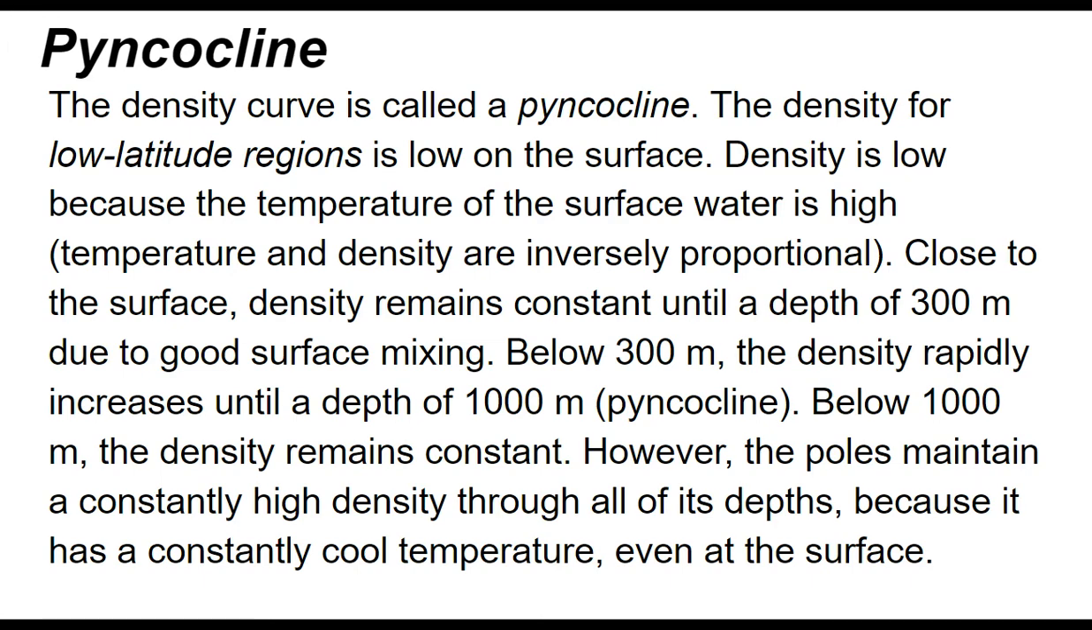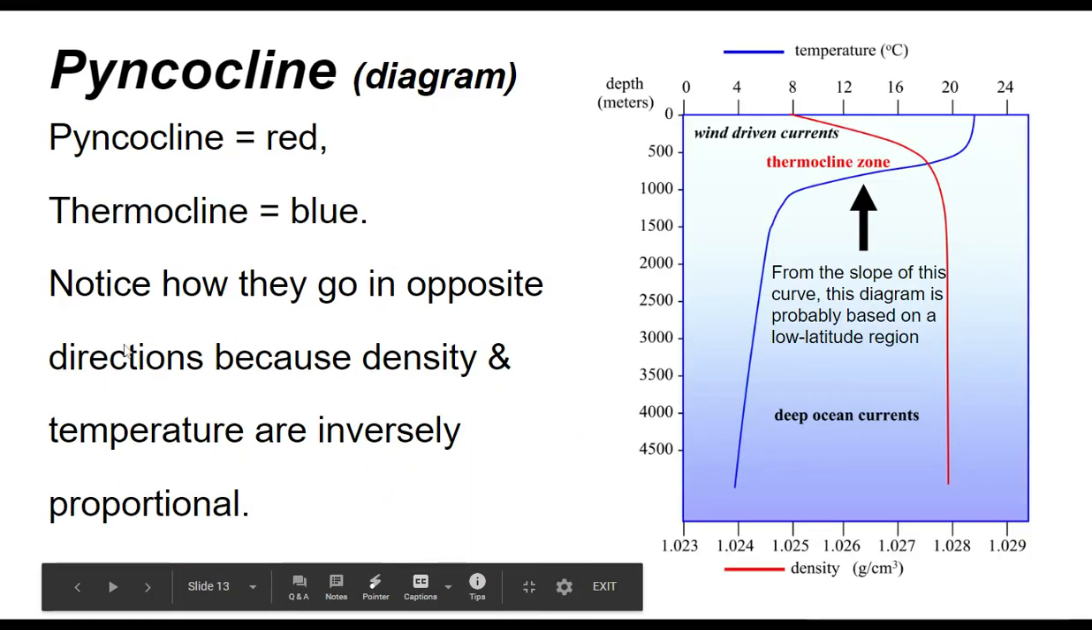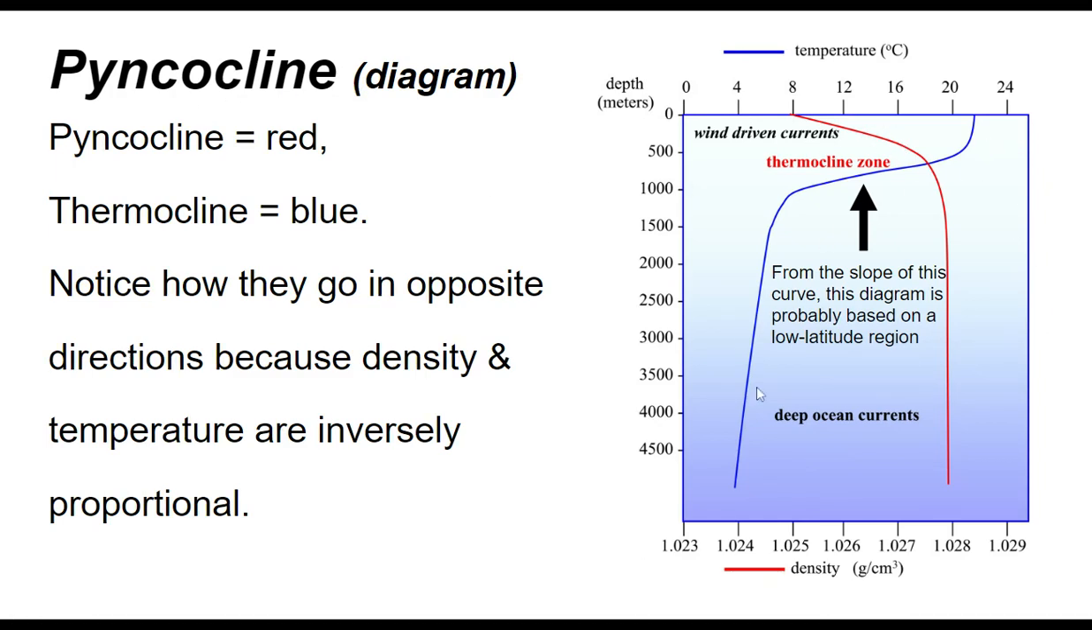However, the poles maintain a constantly high density through all of its steps, because it has a constantly cool temperature even at the surface. So here's a diagram of the pycnocline. Pycnocline is in red, while the thermocline is in blue. Notice how they go in opposite directions because density and temperature are inversely proportional.